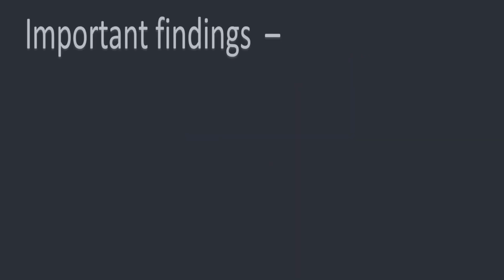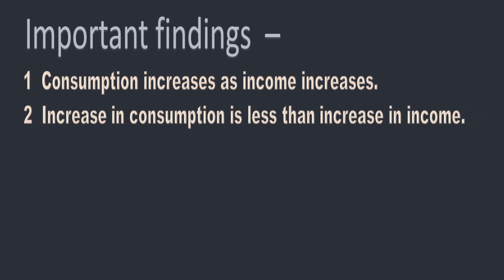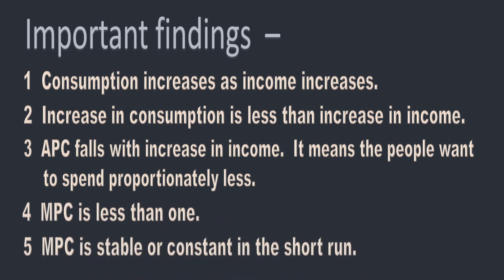The important findings are: consumption increases as income increases. Increase in consumption is less than increase in income. Average propensity to consume falls with increase in income. It means the people want to spend proportionately less. Marginal propensity to consume is less than 1. Marginal propensity to consume is stable or constant in the short run. It means people want to spend a fixed percentage from the increased part of the income.